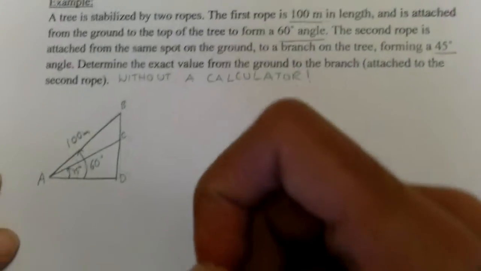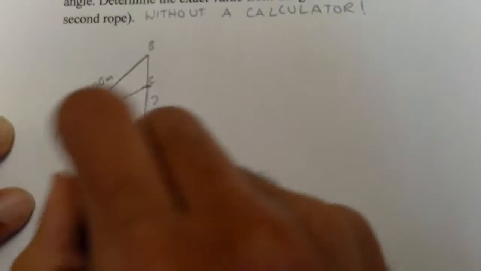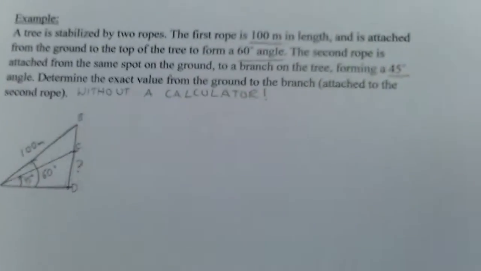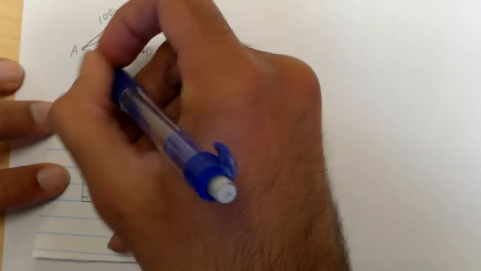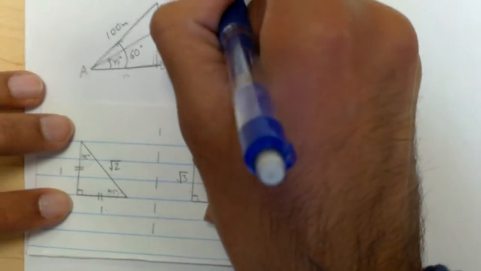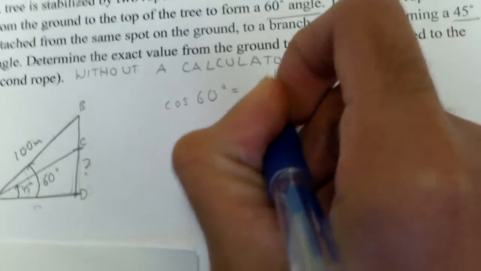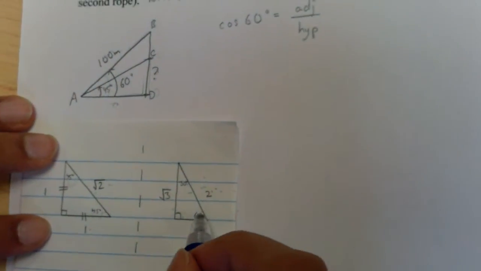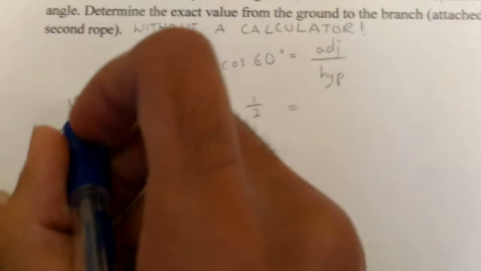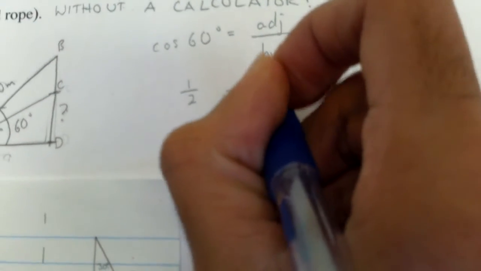So what we're trying to find out is the exact value from the ground over here to the first branch. This is the unknown. So we don't have enough information to just look at the small triangle and figure it out, so we have to use the bigger triangle. So now we have the hypotenuse, and we're going to be solving for the adjacent side first. So we will be using cosine. So cos 60 degrees is equal to adjacent over hypotenuse. So by looking at this, the adjacent is 1 and the hypotenuse is 2. So 1 over 2 is equal to, the adjacent over here is B, and the hypotenuse is 100 meters.